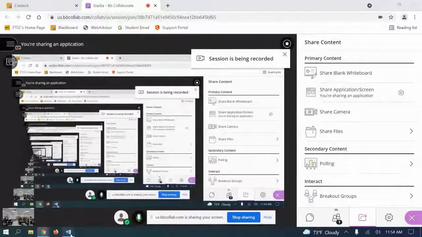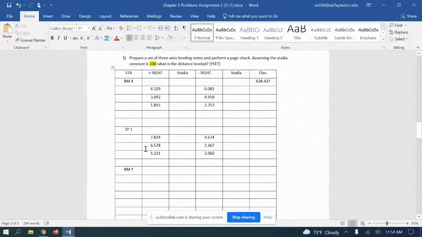All right, so I'm going to do a quick stadia one. This is part of our homework series, or extra problems that you could work. So this would be something you would see on the test. This was a fairly simple one. We start on benchmark X and we end on benchmark Y, so we don't have to do any adjustments. And all we need to figure out is how many feet we did as well and do a page check.